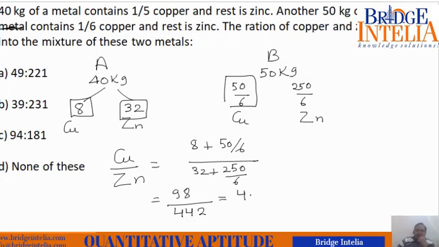So 98:442. This can be simplified. 49:221. So this cannot be simplified any further. So the answer is 49:221.